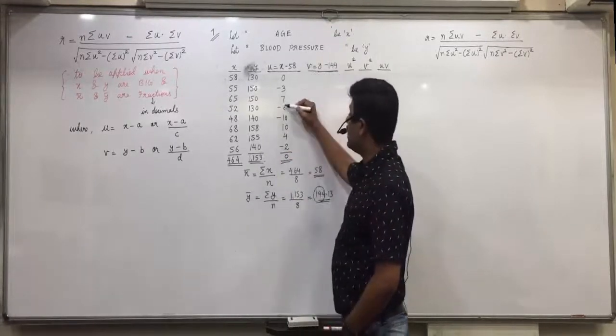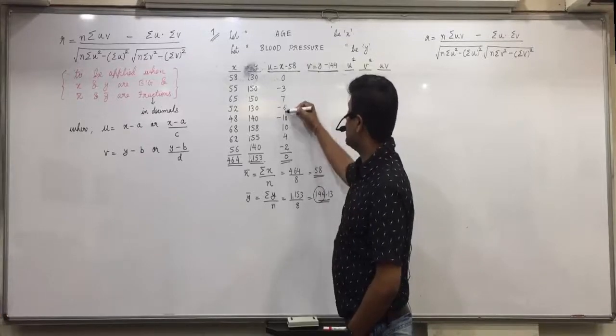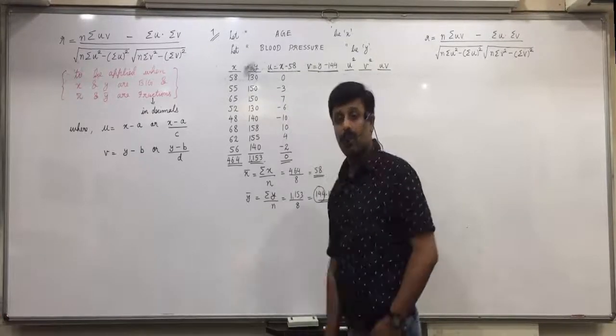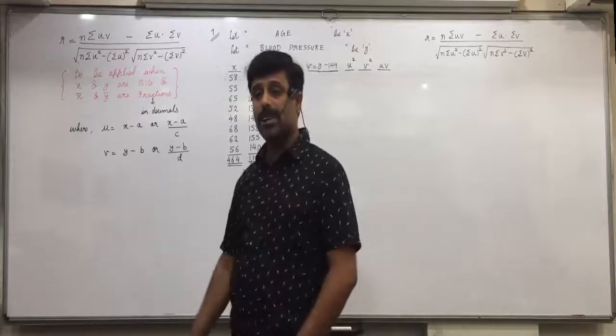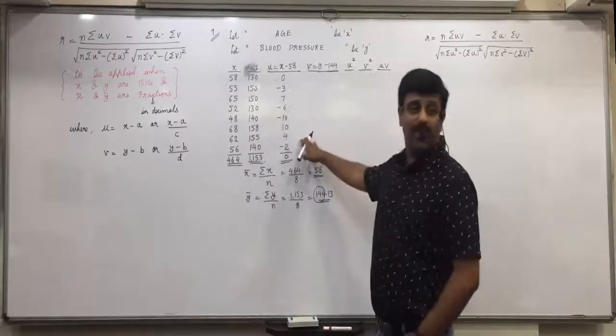See, negative is 3 and 6, 9 and 10, 19, plus 2, 21. Positive is 7 plus 10, 17 plus 4, 21. So it will come 0. Did you understand this, everyone? Raise your hand who did not understand the values of U.